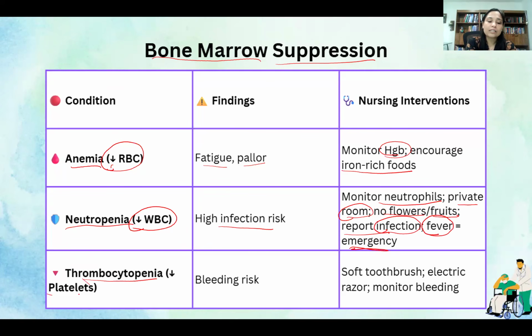Any patient with decreased platelet count has increased bleeding risk, so you have to advise the patient to use a soft toothbrush and an electric razor, not the regular one, and you have to monitor for bleeding. So one side effect from chemotherapeutic medication is bone marrow suppression, which decreases RBC, WBC, and platelets. RBC decreases, high risk of anemia; platelets decrease, high risk of bleeding; and neutropenia, high risk of getting infection.